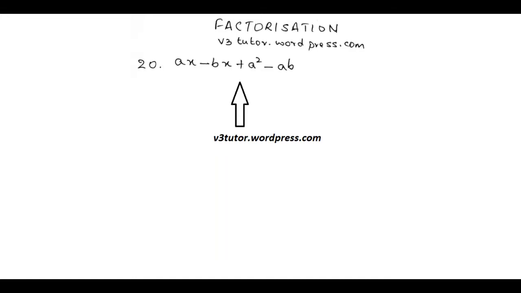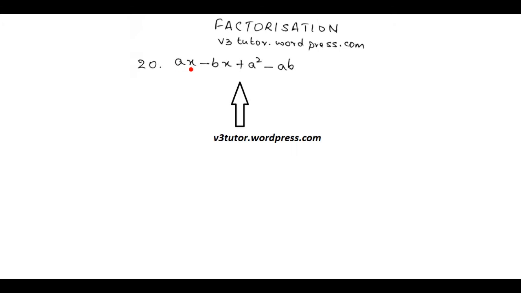So today we'll see a simple problem from the chapter factorization. I have taken this problem which corresponds to problem number 20 in VCube workbooks. So those who have purchased the workbooks will find that this problem corresponds to problem number 20. So the problem is ax minus bx plus a squared minus ab.